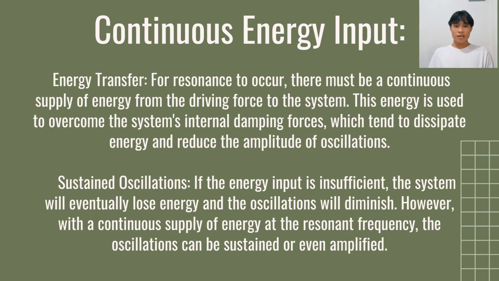For resonance to occur, there must be a continuous supply of energy from the driving force to the system. This energy is used to overcome the system's internal damping force, which tends to dissipate energy and reduce the amplitude of oscillation. Sustained oscillations. If the energy input is insufficient, the system will eventually lose energy and the oscillation will diminish. However, with a continuous supply of energy at the resonance frequency, the oscillation can be sustained or even amplified.